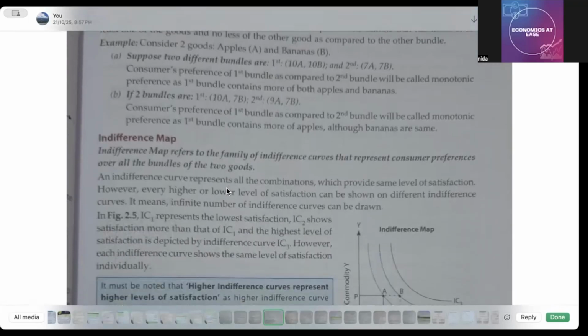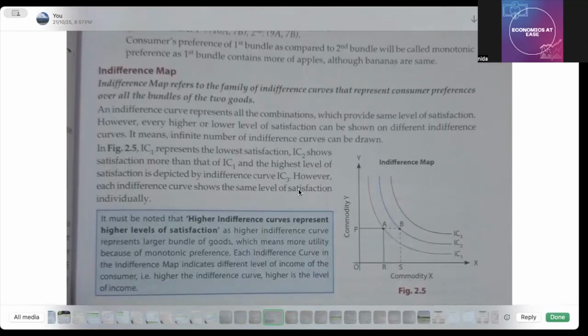ओके, सो दिस इज ऑलरेडी यहीं पे आपको यही बताया गया है ना. इंडिफरेंस मैप, जब हम बहुत से इंडिफरेंस कर्व को एक साथ बनाते हैं या ड्रॉ करते हैं, तो क्या होता है? वो उसको इकट्ठा करके हम जो बनाते हैं, that is known as the indifference map. You can see there are so many, 3 indifference curves, 1, 2 and 3. Okay, so indifference map refers to the family of indifference curves that represent consumers' preferences over all the bundles of the two goods. ये two goods के आपके preferences बने हुए हैं.